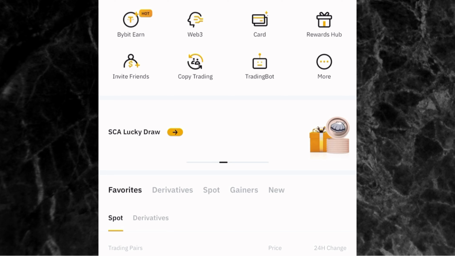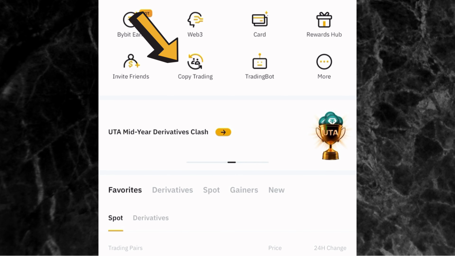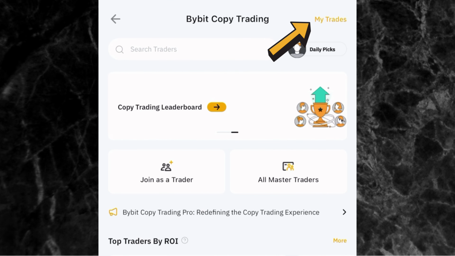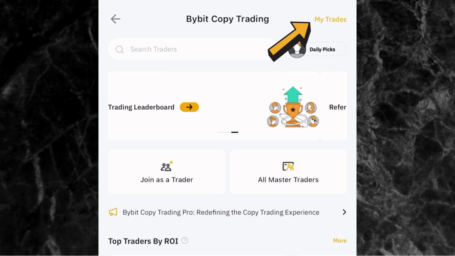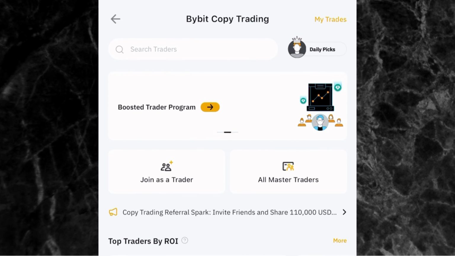Let's now go to how much I've been able to make. So to see the copy trading feature, just come right here to where you have copy trading, where that is pointing to. Just click on it, and then at the top right corner of the screen, you will see where you have my trades. That is, if you're already copying a trade and you want to be monitoring your trades, just come here to where you have my trades and click on it.